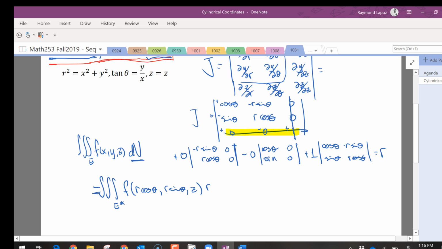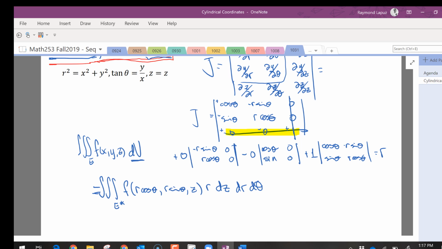And from here on out, when I write dz, dr, d theta, that could be written in any order. It just happens that most of the time we use z first, and then we use r and theta. But technically you could switch around. Okay, so this is our cylindrical coordinate transformation.